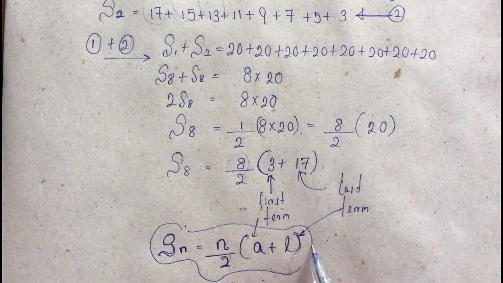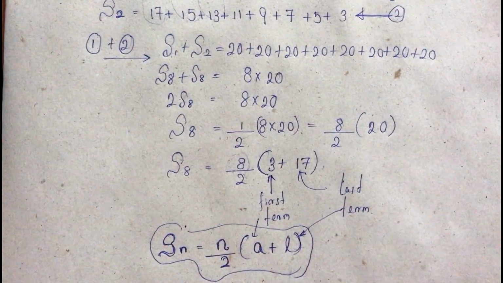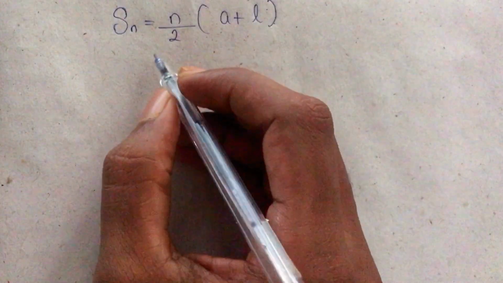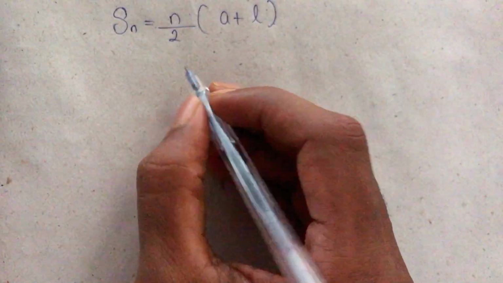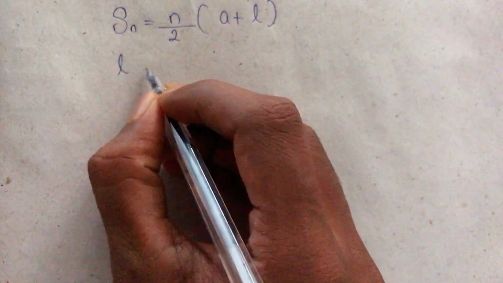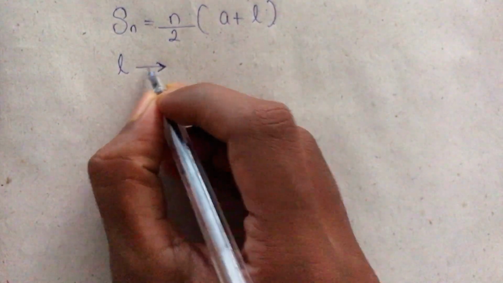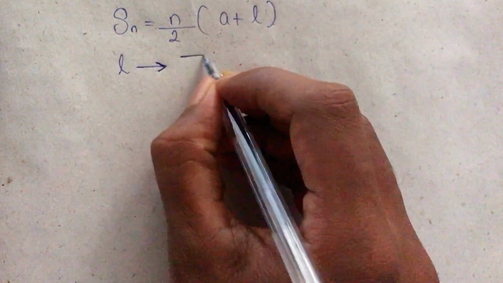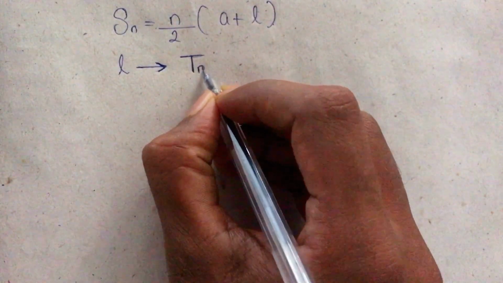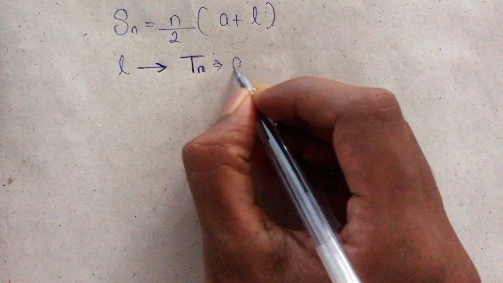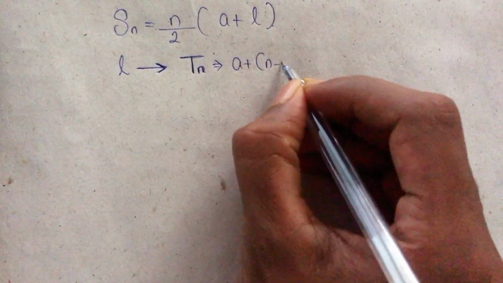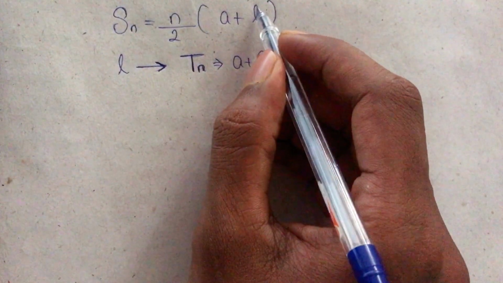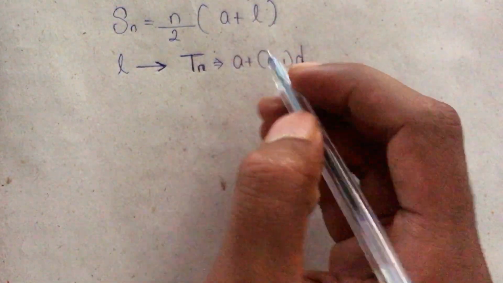Especially here you should know the last term. You can use this formula only when you know the last term, but if you don't know the last term, it may be an issue. Then we can make another formula for finding the sum when you don't know the last term. You know how to find the nth term by using the Tn formula we learned in a previous video.